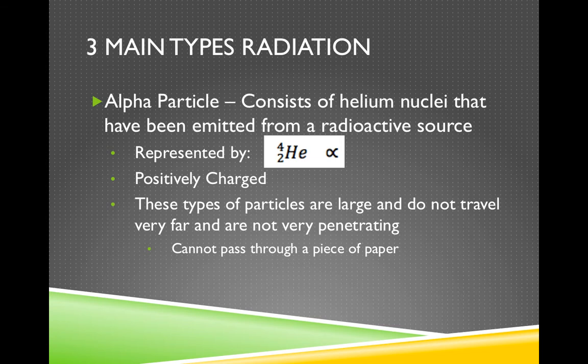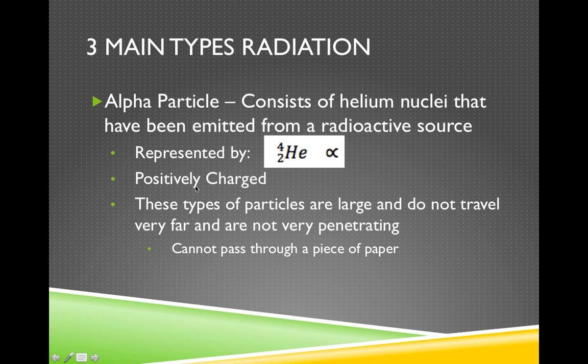This consists of helium nuclei that have been emitted from a radioactive source, and they can be represented by two different things. First of all, they can be represented by the helium symbol. If you remember how I just reminded you how to write the symbols, you write the symbol for helium. It has a mass number of 4 and it has 2 protons. So this is one way to represent an alpha particle. The other way is it kind of looks like a fish symbol, but it's actually the Greek letter alpha. These are the two ways to represent an alpha particle, and you need to remember them.